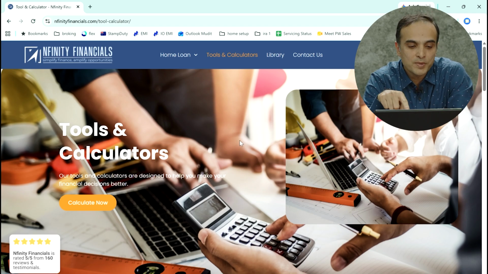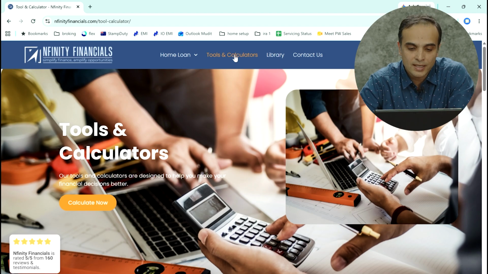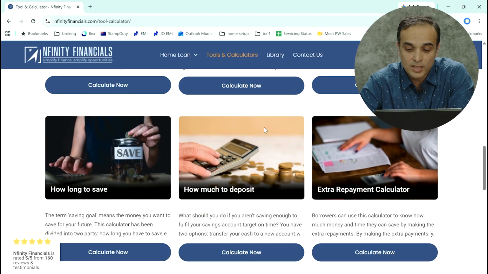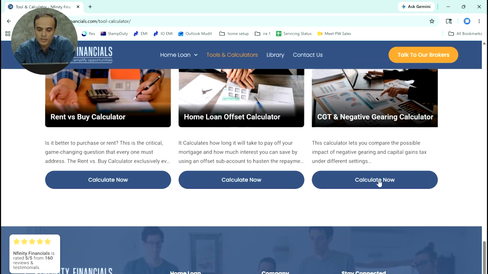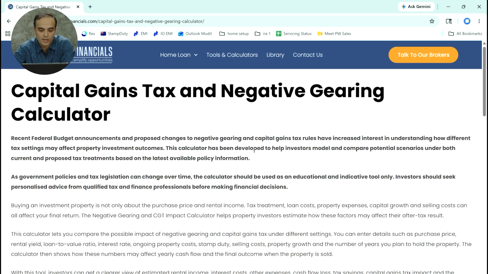So if you go to our website nfinityfinancials.com and go to the tools and calculator section, I can show you right here. I'll just walk you through the calculator: how do you reach there and how does it help calculate. Go down to the CGT and negative gearing calculator at the bottom of the page. Click on calculate now.